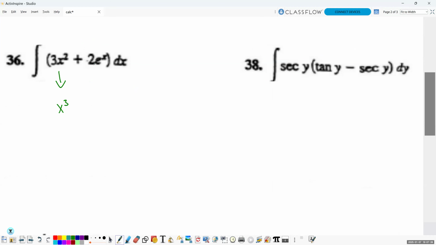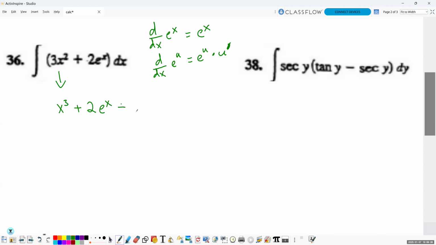Now, e to the x. The derivative of e to the x is e to the x. Because it's just an x there, I don't have to worry. If it was something else, like the derivative of e to the u, then we'd be worried because it would be e to the u times whatever the derivative of u is, u prime. But it's just x. So it's just going to be 2 coefficient e to the x.